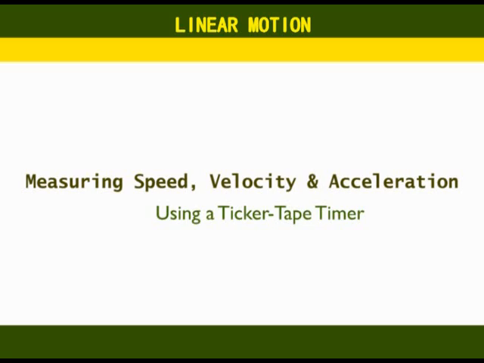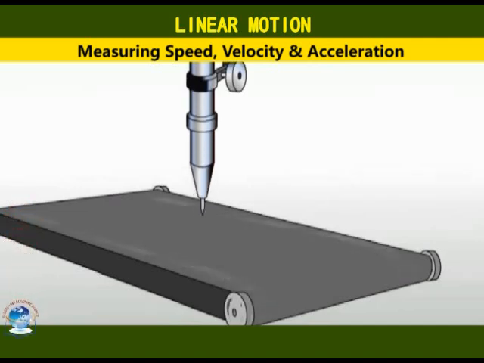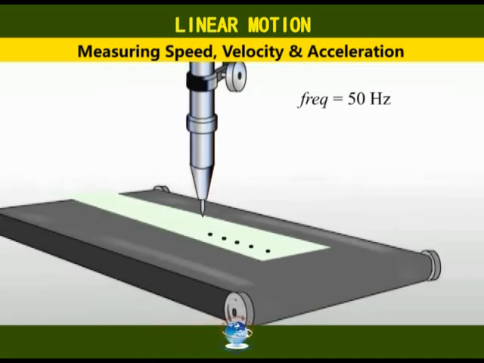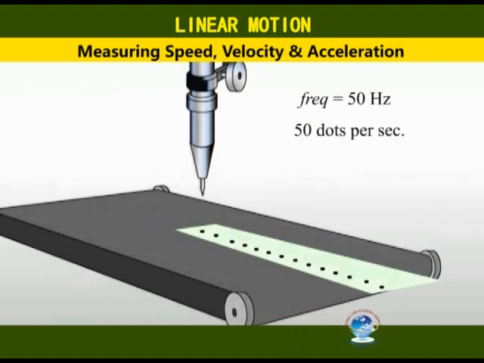Let's move to something else, measuring speed, velocity and acceleration using a ticker tape timer. A ticker tape timer is used to measure the velocity and acceleration of a body. It uses an alternating current to make a flexible metal strip move up and down at a frequency of 50 Hz or 50 times per second. Each time it moves down, it presses on a piece of paper and leaves a dot on the paper. It therefore means that the ticker timer makes 50 dots each second.